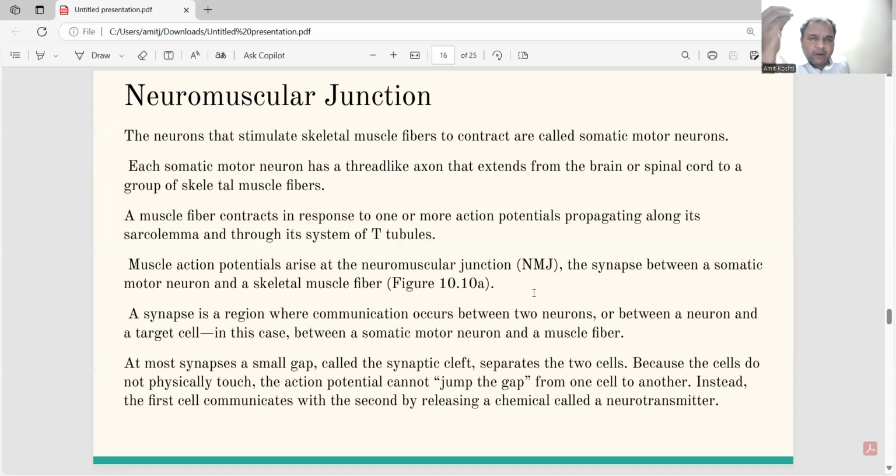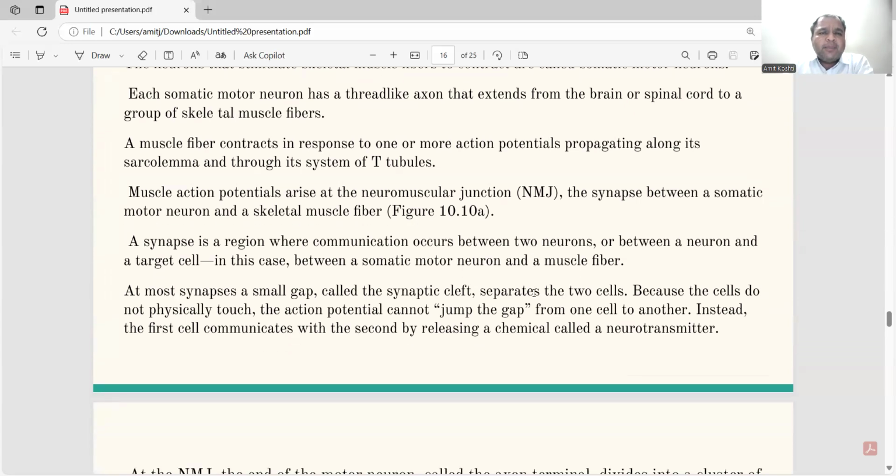Each somatic motor neuron has a thread-like axon. Motor neurons remain in close proximity with the muscle. The axon extends from the brain or spinal cord, and these nerves get attached to the muscle. A muscle fiber contracts in response to one or more action potentials propagating along its sarcolemma and through its system of T tubules. So when the action potential arises at the sarcolemma, it propagates into the interior of the muscle to the T tubules. You know what a T tubule is? Transverse tubules, which I have already covered in my previous modules.